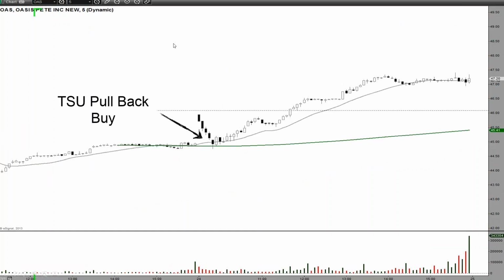And it opens up, and you've got all of this previous demand from the last couple of days. The stock opens up and gives a nice reversal candle right there. Entry, stop, and you're off to the races.